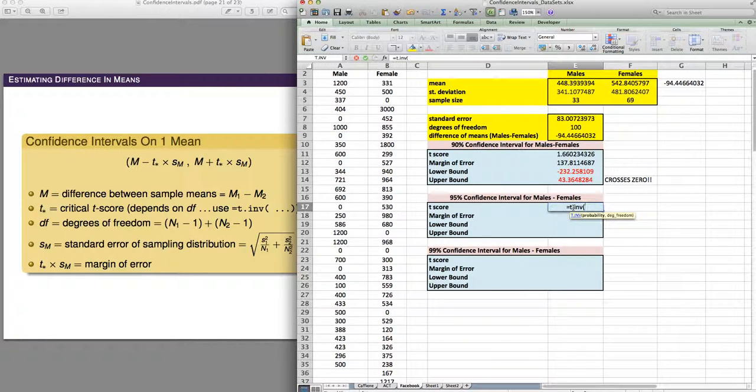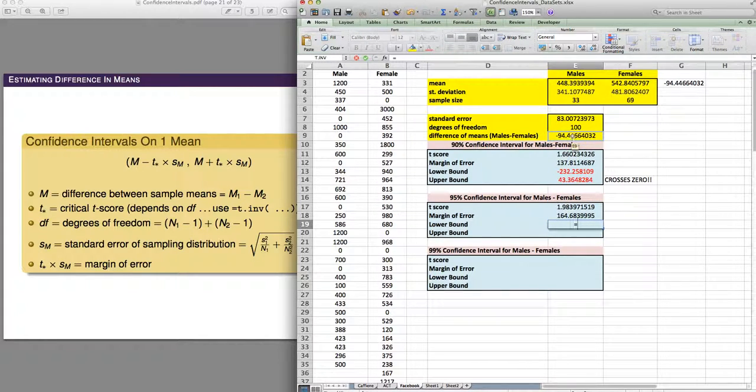So I'm going to do a t inverse. I'm going to get this t-score. So 95%, so that's 0.95 plus the left-hand tail with my degrees of freedom. Now my margin of error is again the t-score times my, where is it here, my standard error, there it is. So again, notice that the margin of error went up with a larger confidence level.